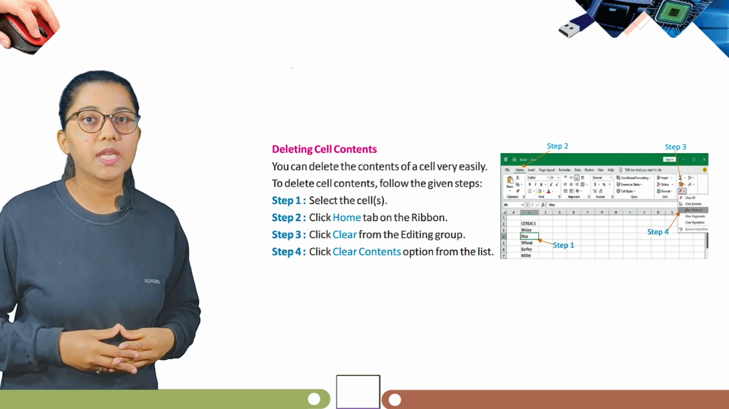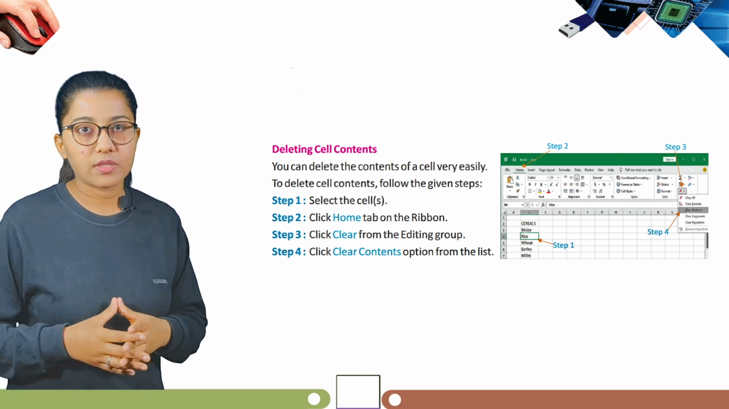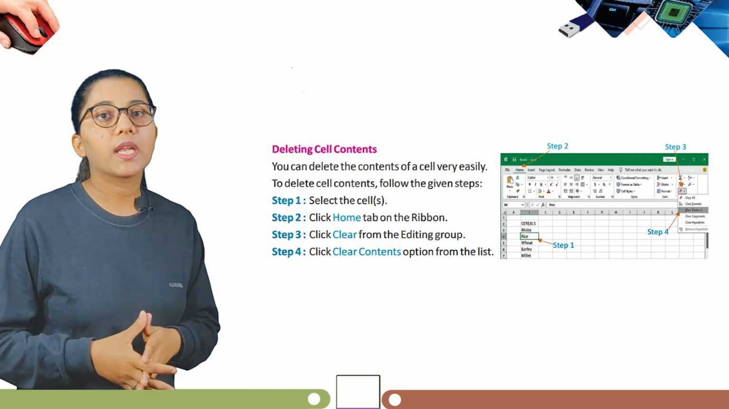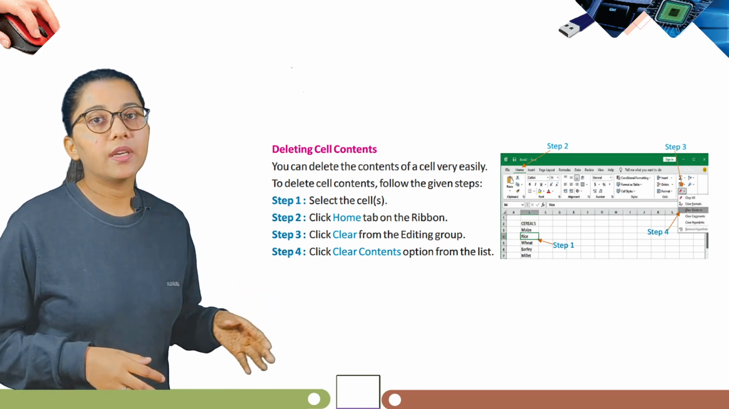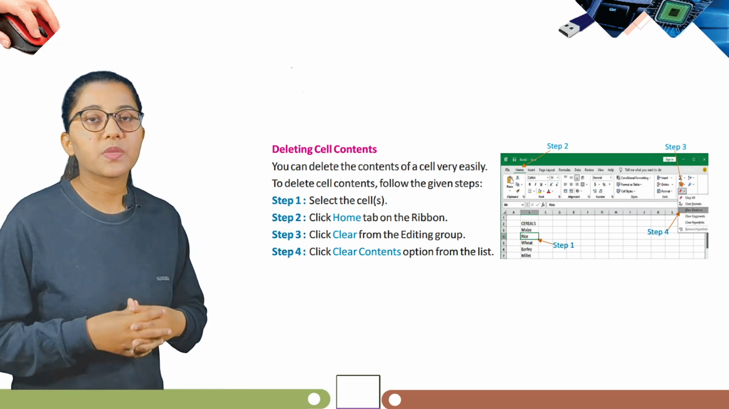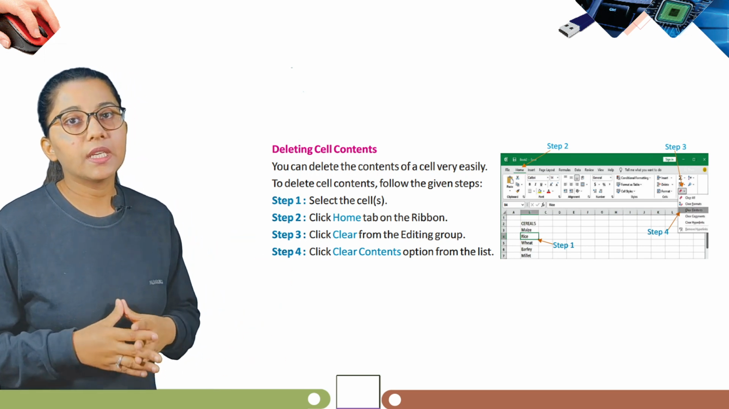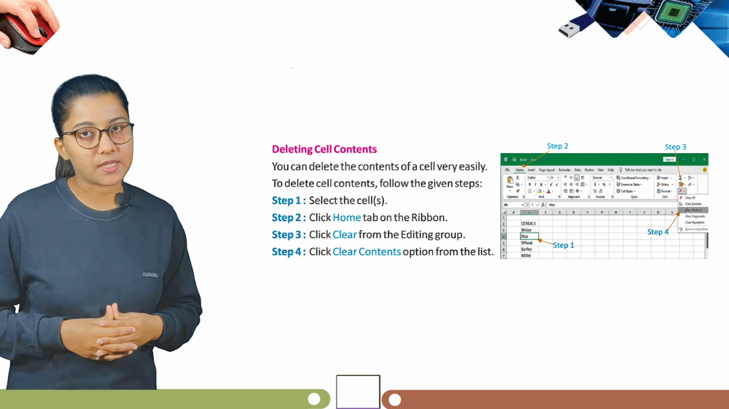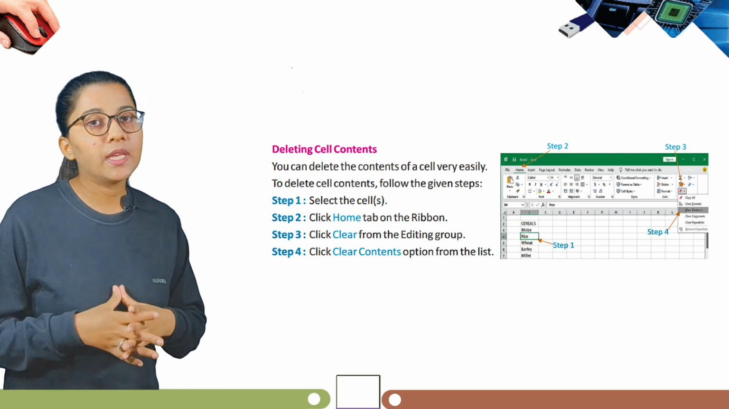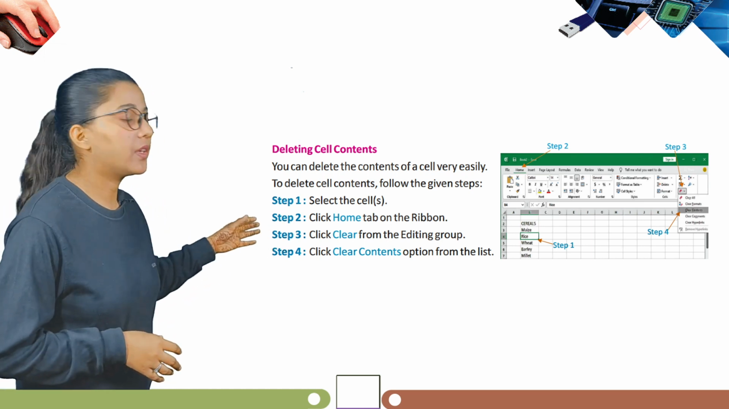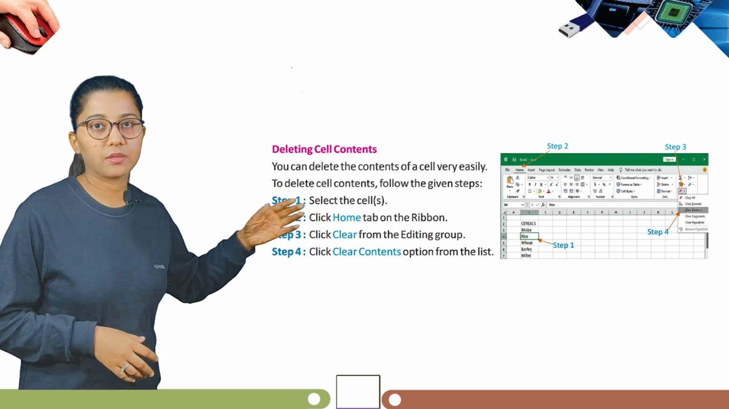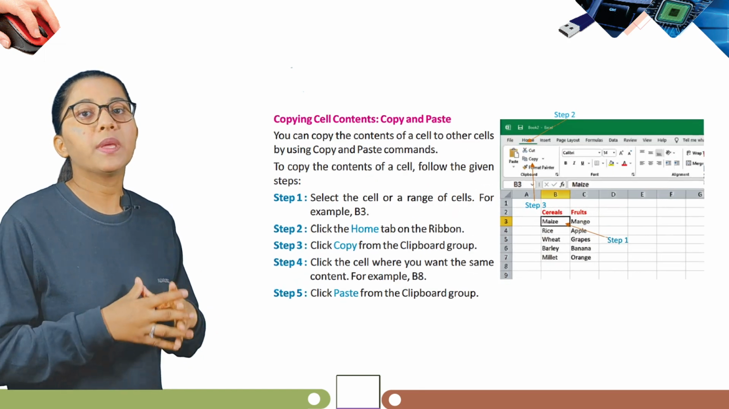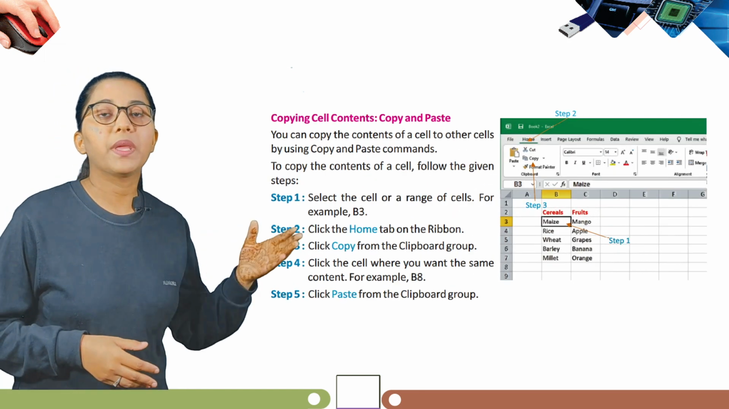So our step 1 is select the cell or cells. Step 2, click the Home tab on the ribbon. Step 3, click Clear from the Editing group. Step 4, click the Clear Contents option from the list. So this is how you can delete your content, and you can see the interface of deleting your content in Microsoft Excel here.